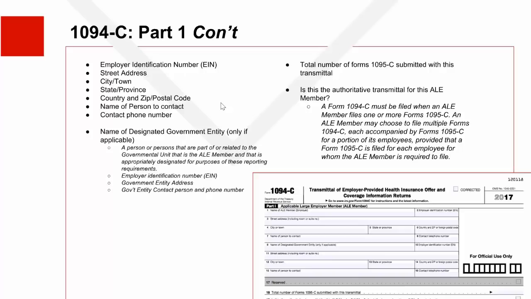You can also go ahead and ignore line 17, but then line 18 and 19 must be filled out by every applicable large employer. This section really asks how many forms are being transmitted with this specific return, and if this 1094C is the authoritative transmittal for this ALE member. An ALE can choose to file or transmit multiple 1094s along with multiple batches, if you will, of 1095s. But one of those batches or transmissions must be labeled as the authoritative transmittal according to the IRS.